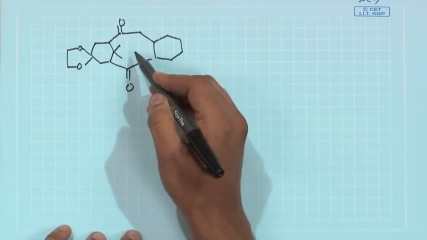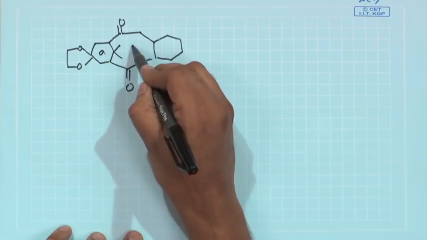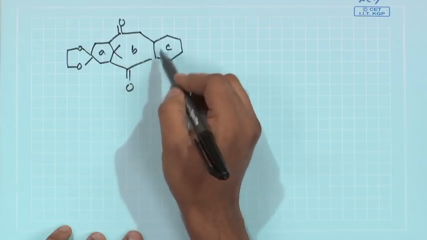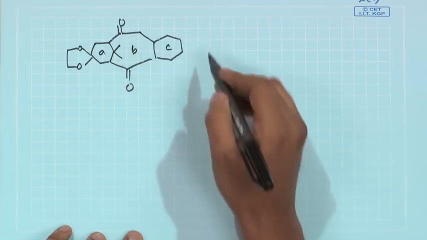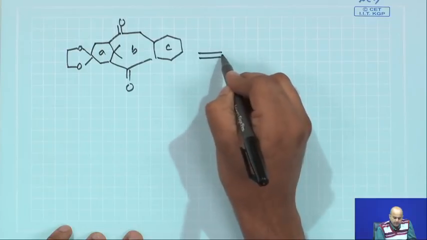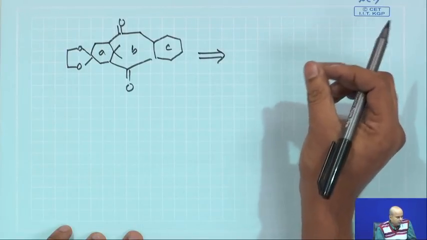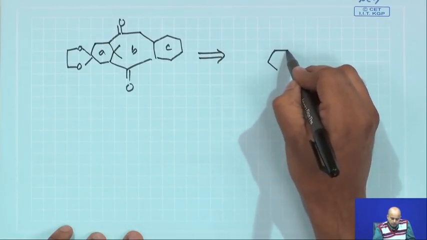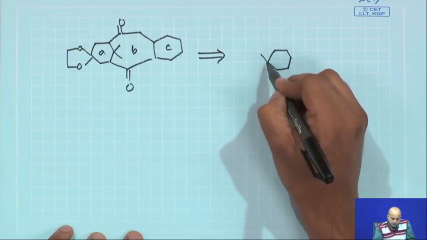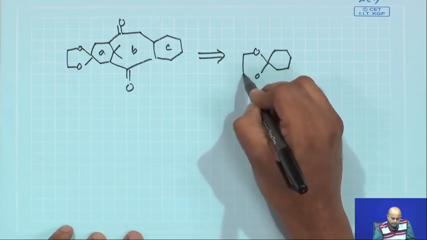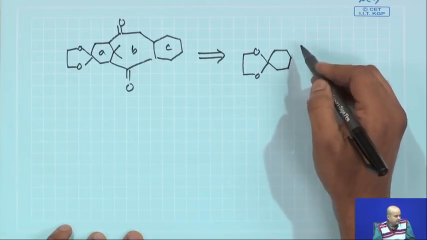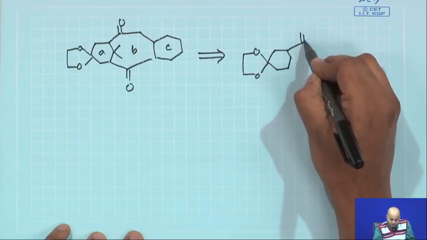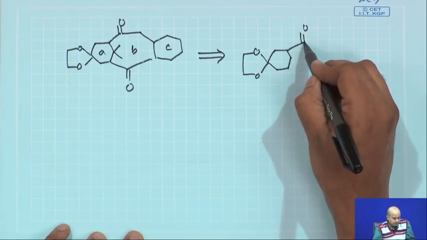now if you analyze, the ring A is 6-member, B is 8-member, C is 6-member. So, now I am saying that the central 8-member ring can probably be constructed through a 6-member and 4-member ring fusion, which we have just now talked about. So, now the retro which I will be drawing, I say the central 8-member ring, I will try to formulate in this way.